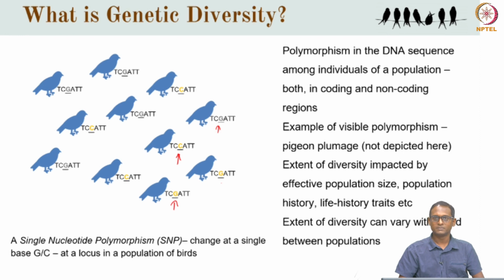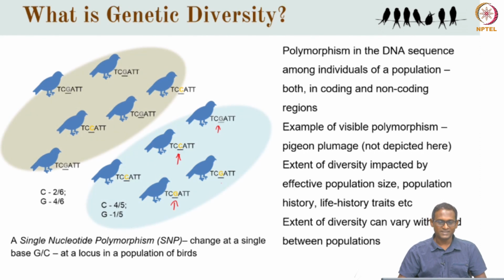So this polymorphism that exists could be in coding or non-coding regions, and some of it may be visual, like a morphological difference or a plumage difference, but that's not necessarily true, and it's not depicted in this example. And this diversity can be impacted by various things, including effective population size, how big the population is, population history and life history traits, and so on. And the extent of the diversity varies both within the population and between populations.